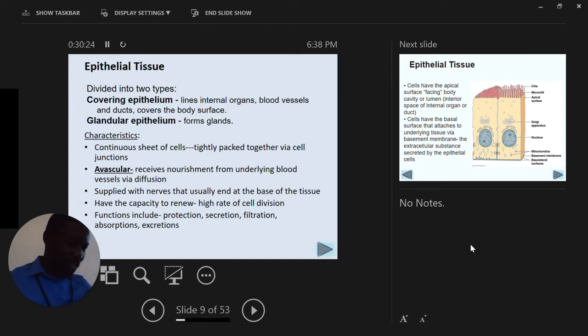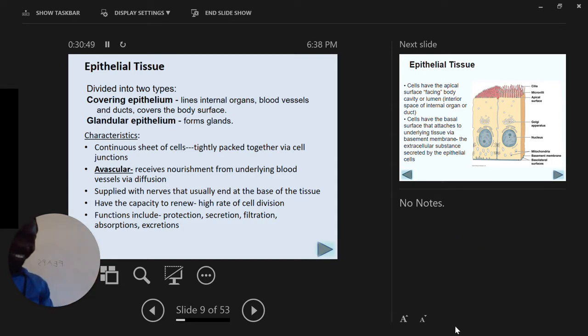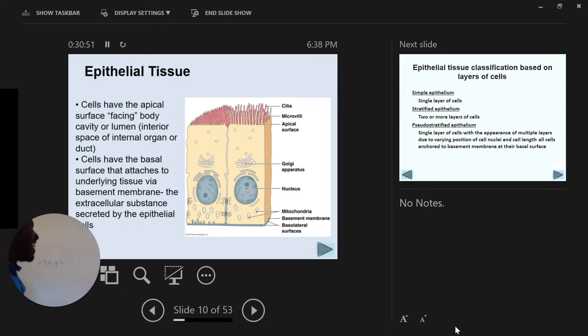So if I'm writing, I'll just write for the function of epithelial, I'll write FIPS. Filtration, excretion, absorption, protection, secretion. Makes sense a little, right? All right. Oh, so it's a little, not a lot. Yeah. Okay. All right, let's go.